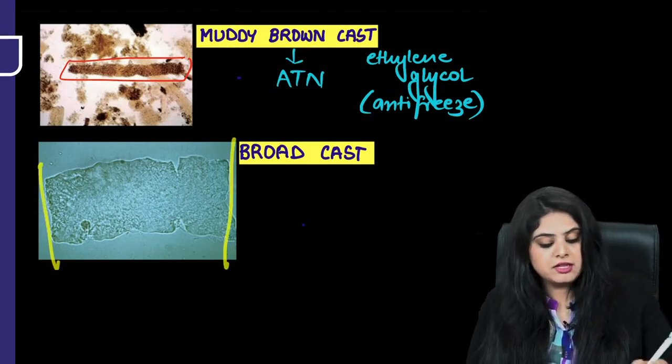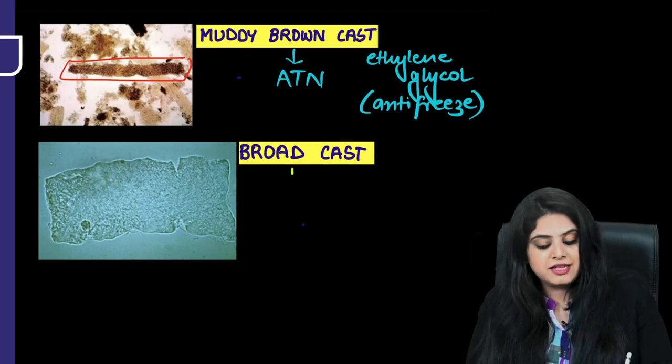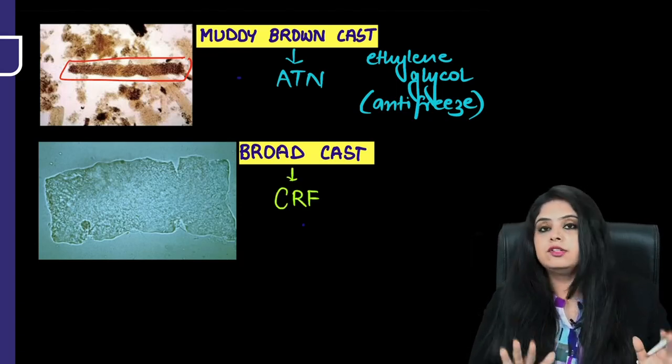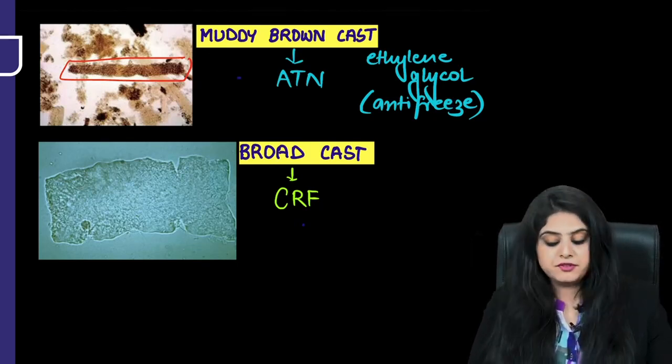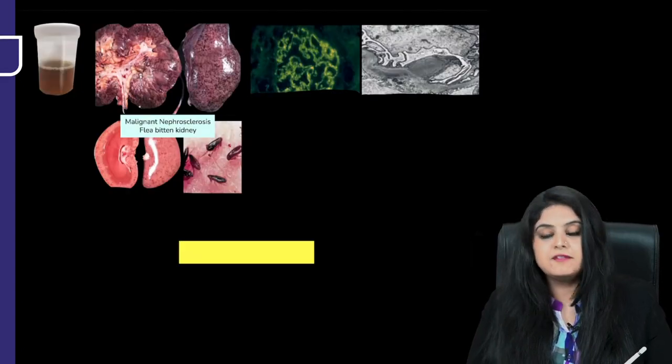Coming to the broadest cast, that is the broad or waxy cast, that is the cast of chronic renal failure. Right? So all your crystals and casts are done, and be rest assured that one question is definitely coming out of it. Moving on to the nephritic and the nephrotic syndromes.